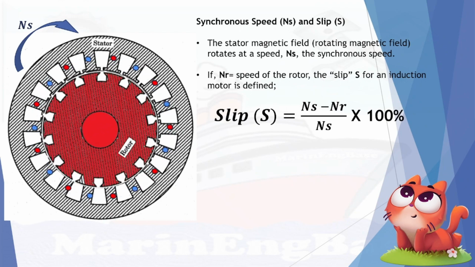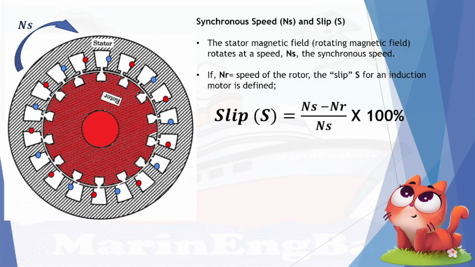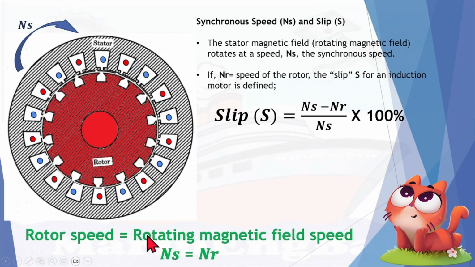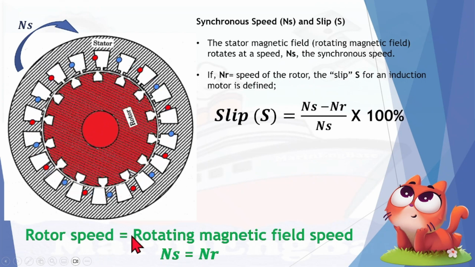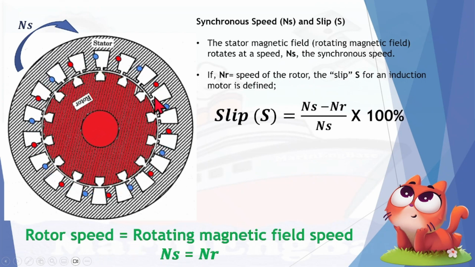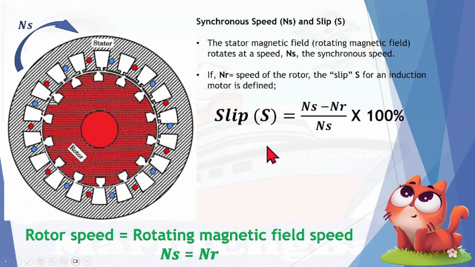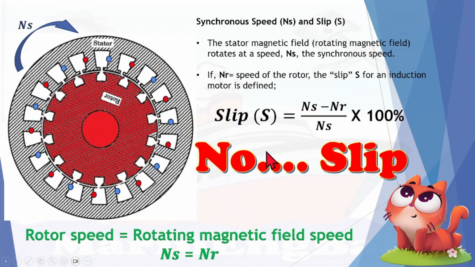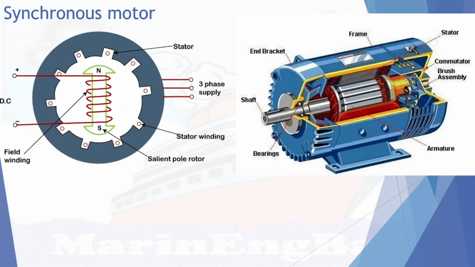So then how does it keep rotating? That is the specialty of synchronous motors. So far, what we know is that in a synchronous motor, the rotor speed is exactly the same as the stator rotating magnetic field, and there is no slip. Then let's reveal how it operates.